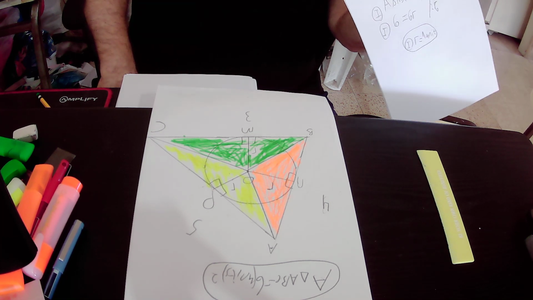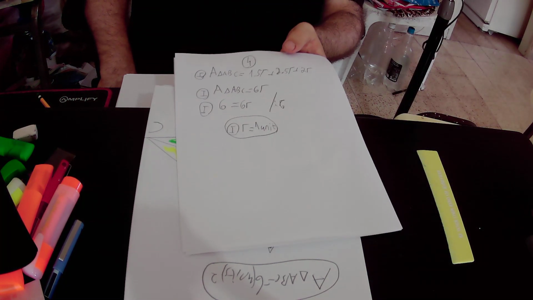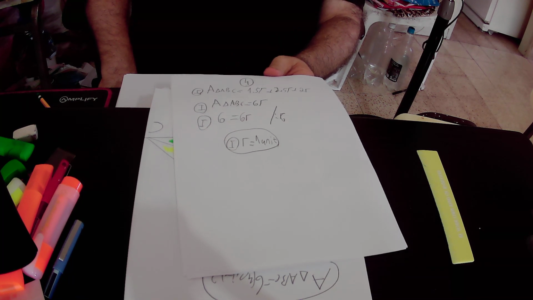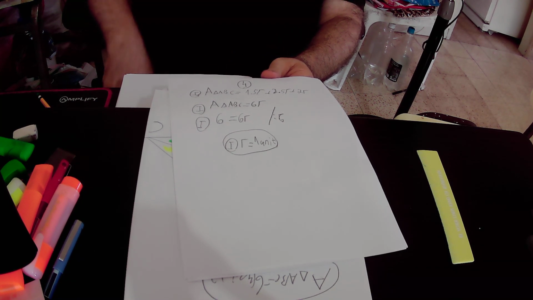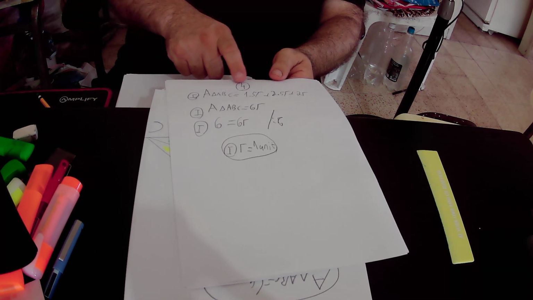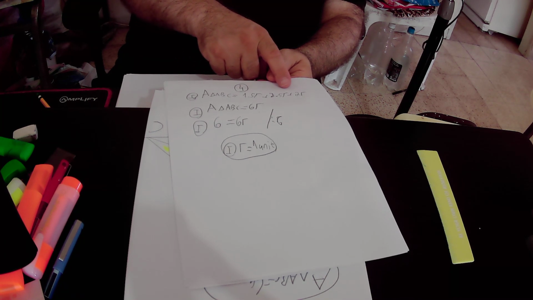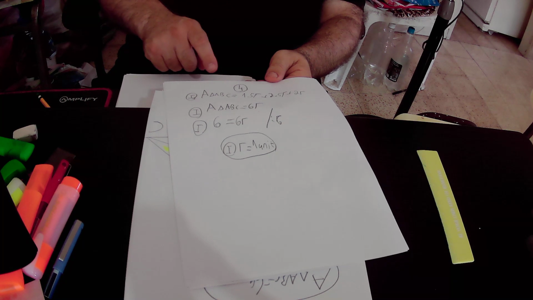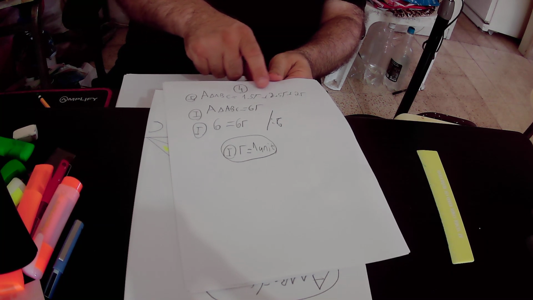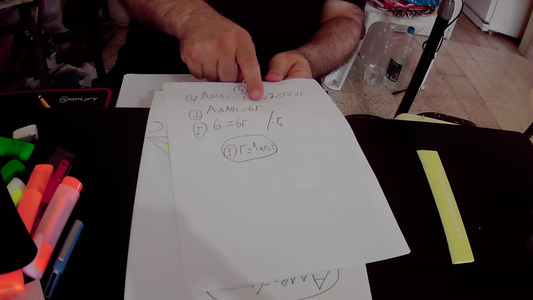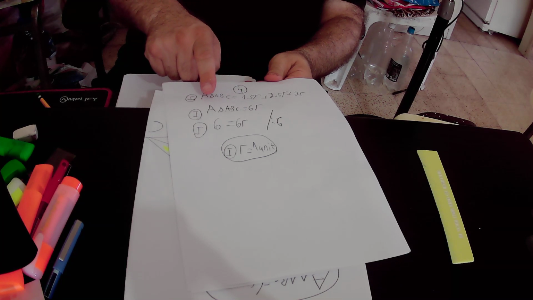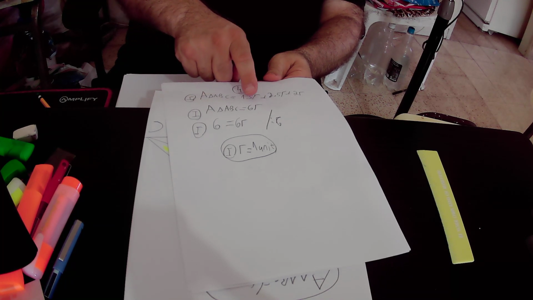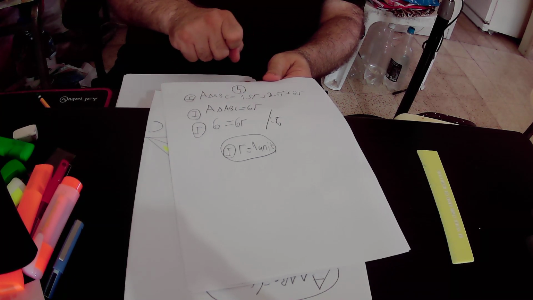Okay, so equation number 1 again states that the area of triangle ABC equals the sum of the areas of the 3 triangles, the green triangle, the yellow triangle, and the orange triangle. So the sum on this side of the equation equals 6 times the radius. So we got that the area of triangle ABC equals 6 times the radius of the circle.